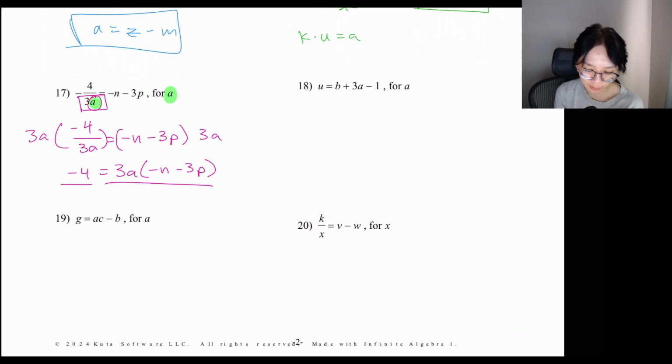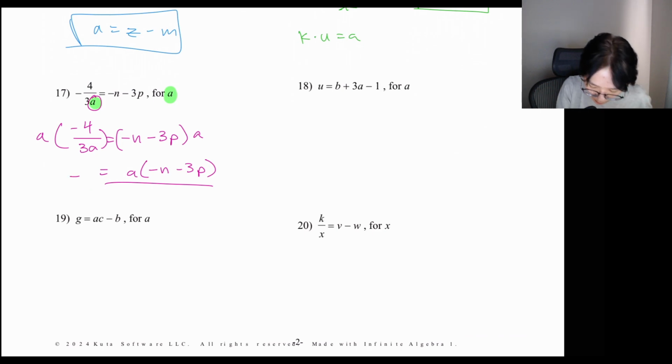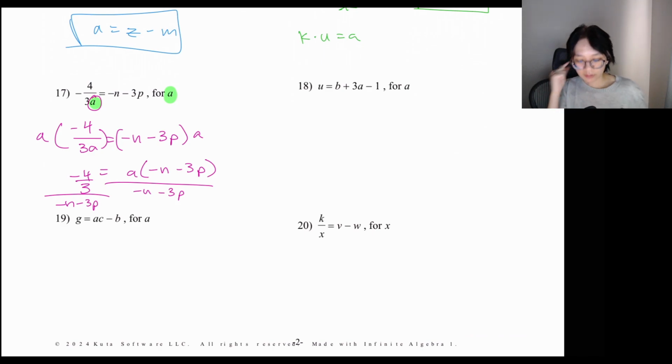Actually, I don't have to do that. I don't have to do the entire term. My bad. You can just multiply both sides by 3, or by a instead, and just leave it as a negative 4 over 3. And then you divide everything by negative n minus 3p. This one's a little bit tricky.